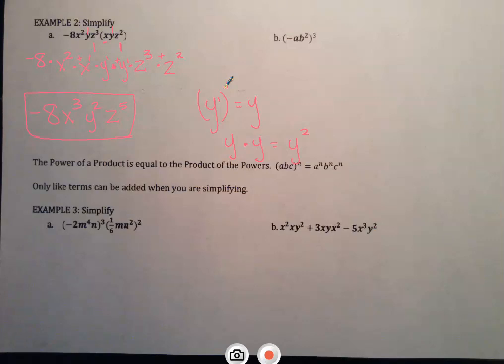Like this one. See how it's being raised to another power? That is what we're talking about. That's when we multiply these together.